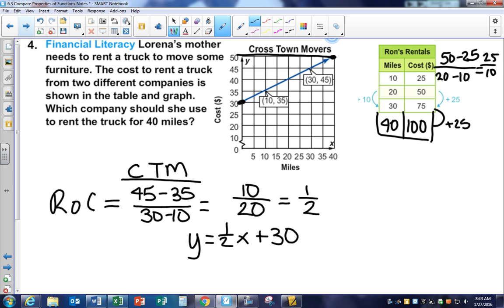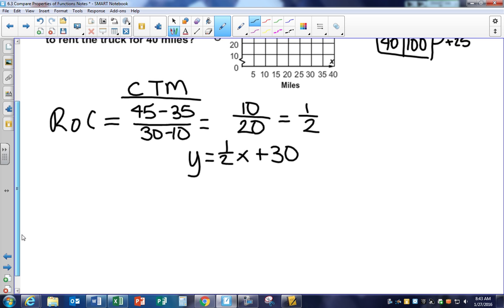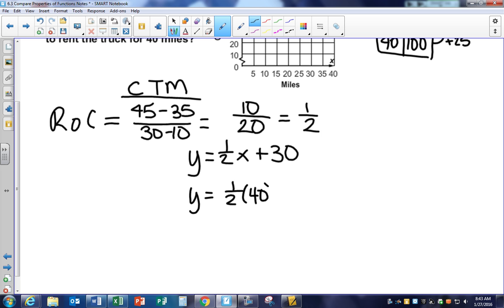We can sub in 40 to find out if 50 is really going to be the cost for Crosstown Movers. So y equals 1/2 of 40, because that's our miles, plus 30. So does y equal 50? Well, half of 40 is 20, plus 30 is 50. So yes, if we continued the graph, our algebraic equation matches.